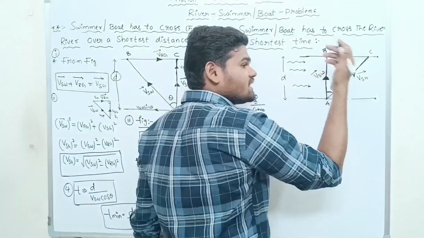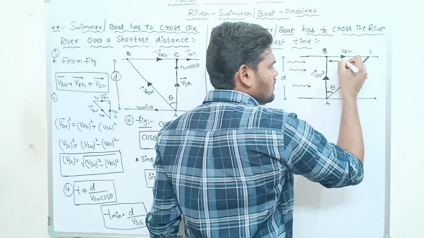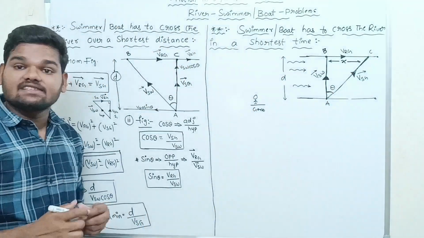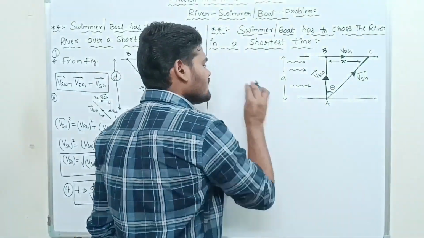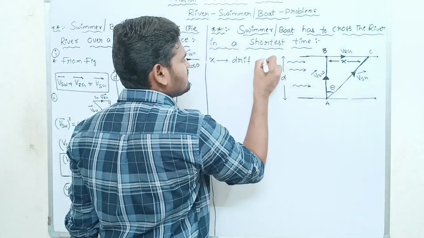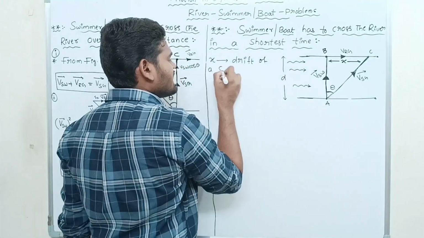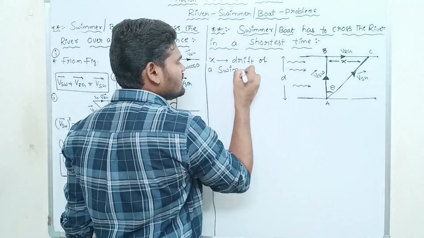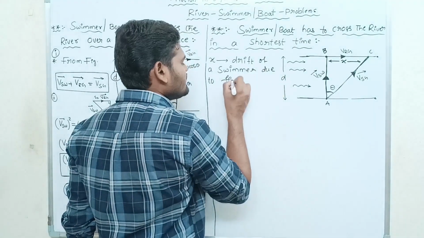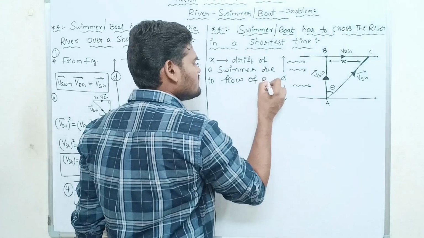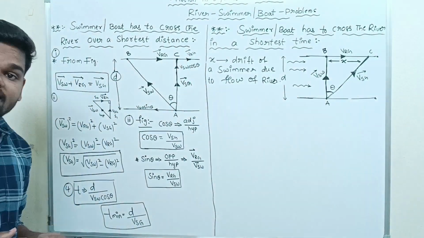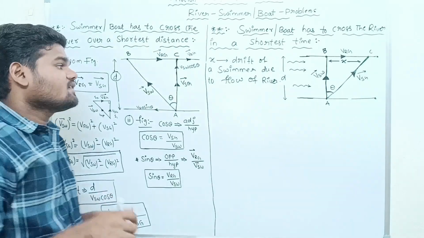Okay, very good. So whatever the distance between point B and point C, that is x. This is called a drift. X is called what? Drift of a swimmer due to flow of river. X is the drift of a swimmer because of flow of water.